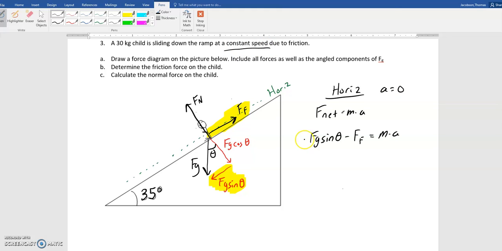And at this point, we start plugging in numbers. So this, of course, right there was the all-important step. So I will do 30 times 9.8 times the sine of 35 degrees minus FF equals 0. And then mathematically, we could just bring FF to the other side, and FF is going to equal 30 times 9.8 times the sine of 35 degrees, which is 168.63.